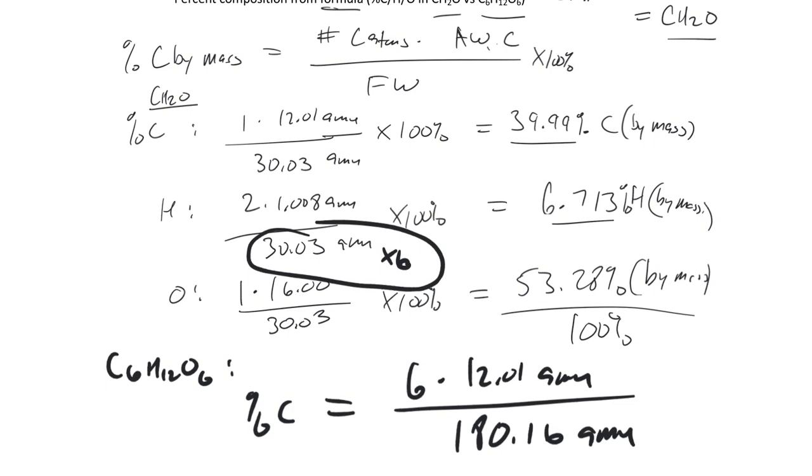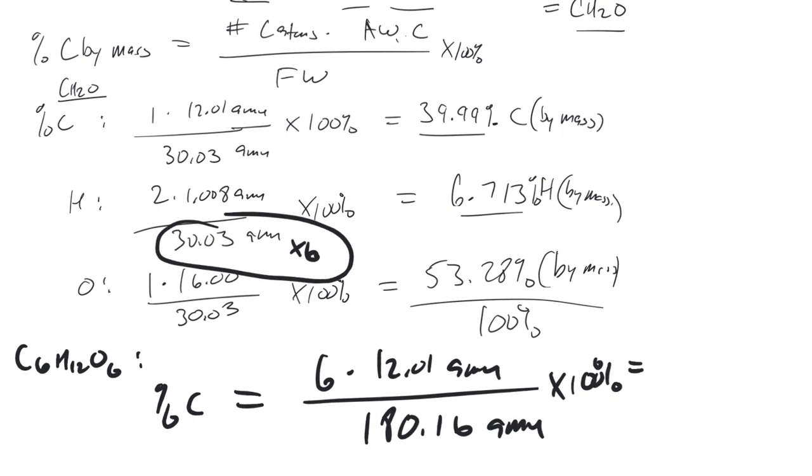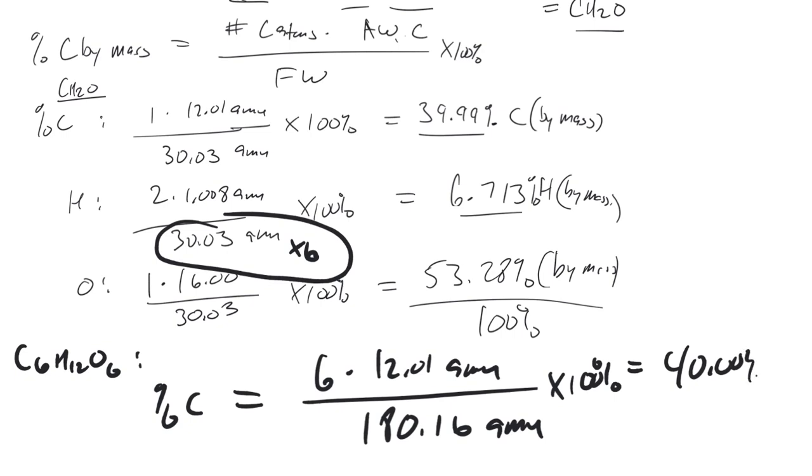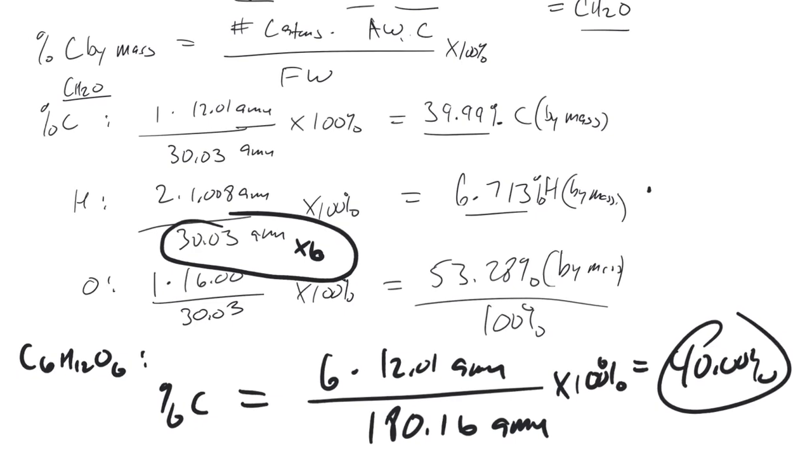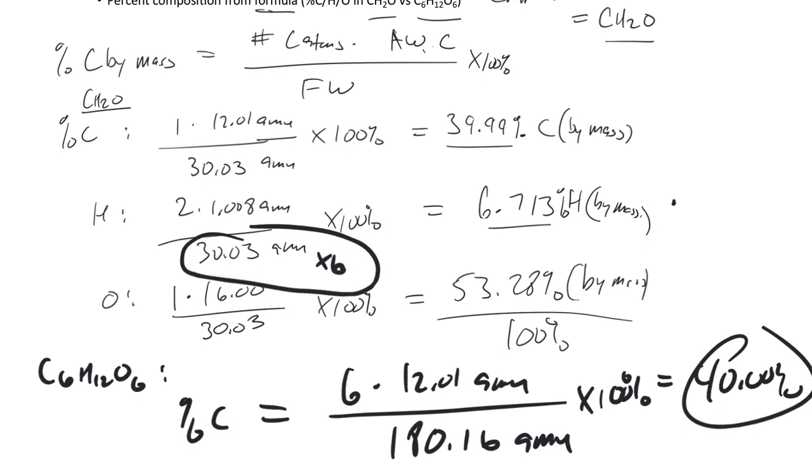So 6 times 12.01 divided by 180.16 times 100% is 39.99. It actually is rounding to 40.00%, but the same percent composition. So we're getting the same percent carbon. I'm sure you agree with me that we would get the same percent by mass hydrogen, the same percent by mass oxygen.